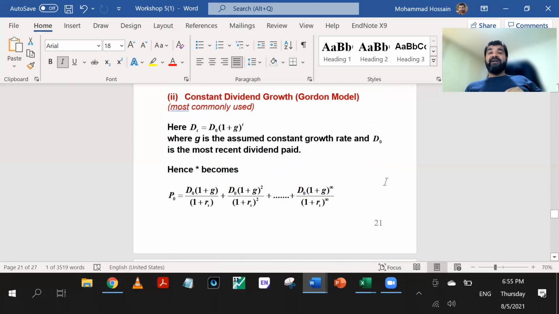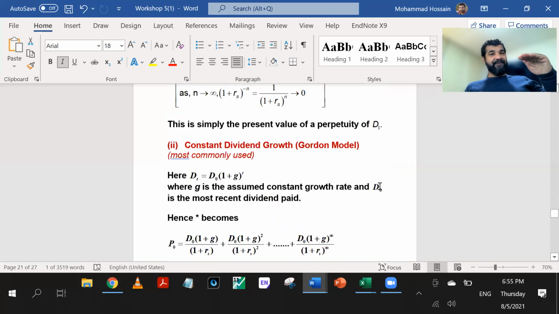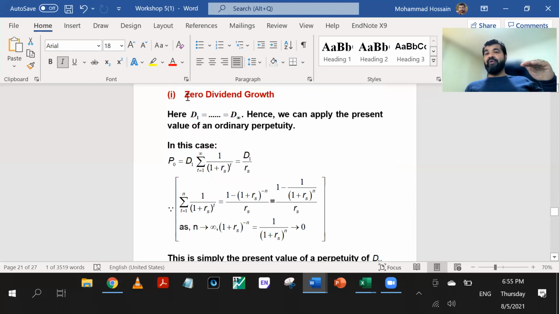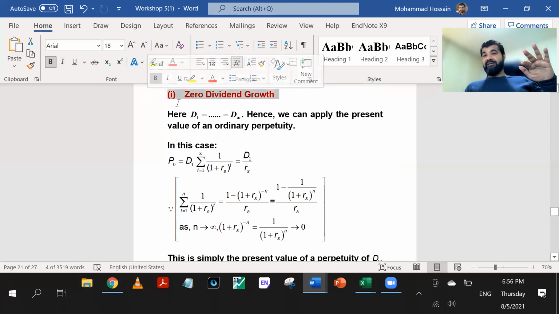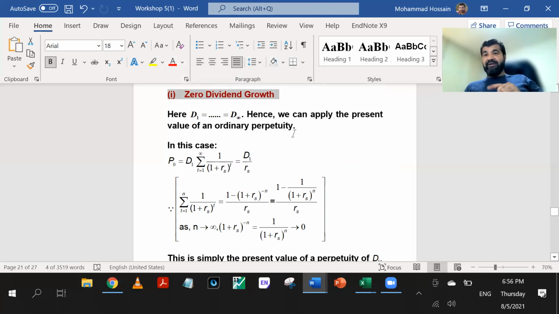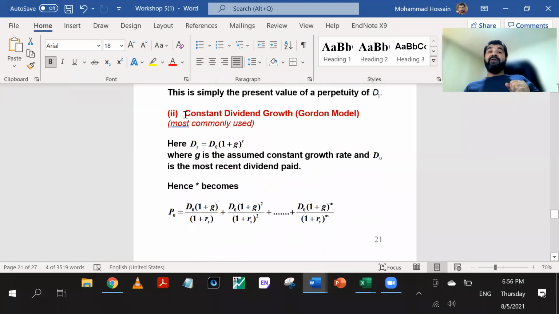Constant dividend growth means the dividend is growing at a constant rate. Here, zero dividend growth means the dividend is not growing, all the time you're getting the same dividend. Think about it, it's not that the dividend equals 0, the dividend growth is 0. Every time it's 10, 10, 10, 10, all the time it's not growing. That's zero growth dividend. Constant dividend growth, the Gordon model, is most commonly used, where we say the dividend is growing at 2%.